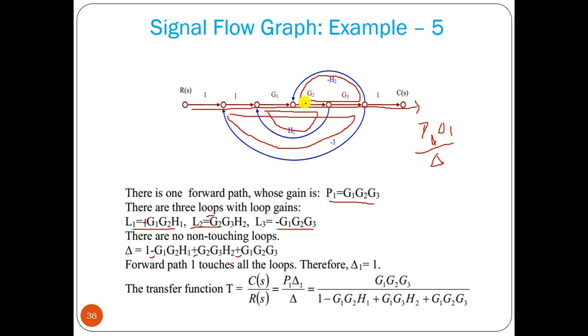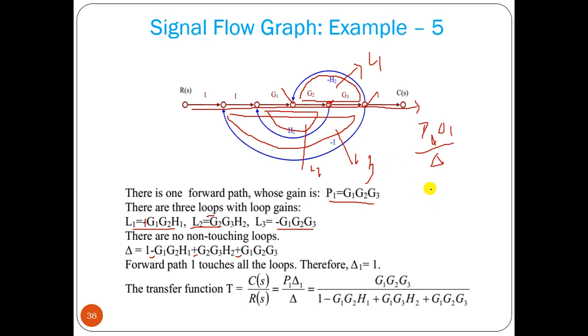And we can see there is no non-touching loop pair. Why? Because for this L1 and L2 loop, this node is a common node. This is going this way and this is going this way, so this node is common. For L1 and L3, the bigger loop, this node is a common node. For L2 and L3, these three nodes are common.